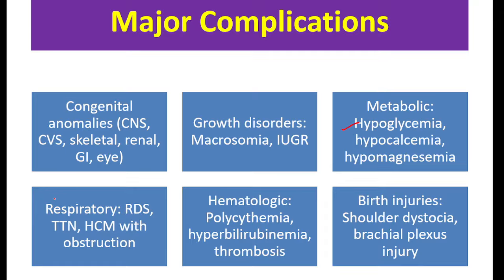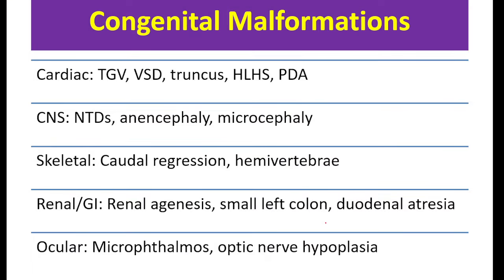Respiratory issues such as respiratory distress syndrome, transient tachypnea of newborn, and hypertrophic cardiomyopathy with obstruction can be there, and for this we need to screen these newborn babies. Hematological complications include polycythemia, hyperbilirubinemia, and even thrombosis. As these newborns can be large for gestational age, they can suffer birth injuries like shoulder dystocia or brachial plexus injuries.